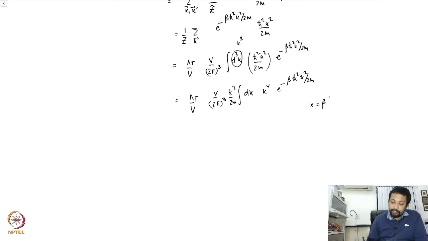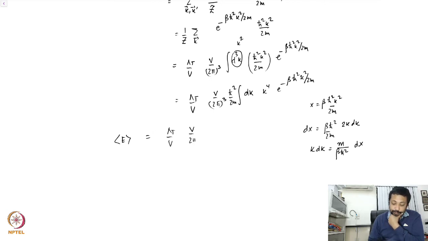If you substitute x as beta h bar square k square over twice m, then dx is beta h bar square over twice m times 2k dk. So that k dk is going to be m over beta h bar square times dx. So the average of the energy is going to be lambda t over v, over 2 pi whole cube, h bar square over twice m, integral dk. So I can write it as k dk times k cube, and k dk is m over beta h bar square times dx.